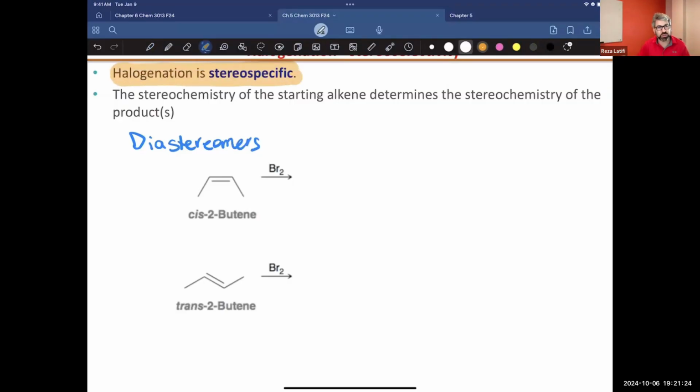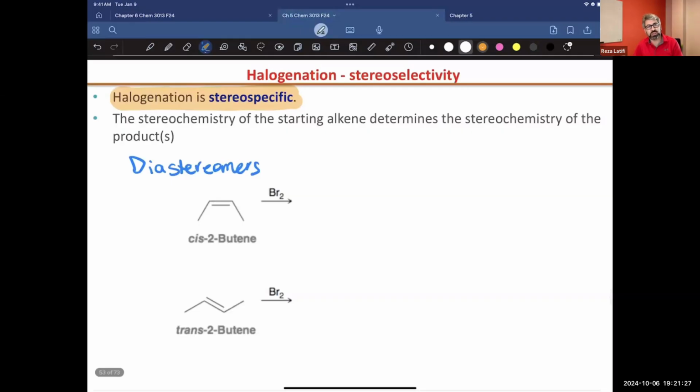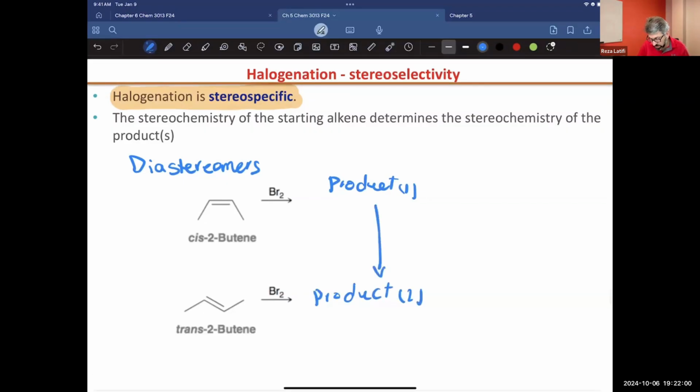What does it mean whenever they say the halogenation is stereospecific? Stereospecific means this: the relationship between the starting compounds will hold and will show up in the products. Right now, the relationship between cis and trans is diastereomer. So when you get a product, let's call this one product number 1 and this one product number 2. What's the relationship between these two? These two also will be diastereomers.